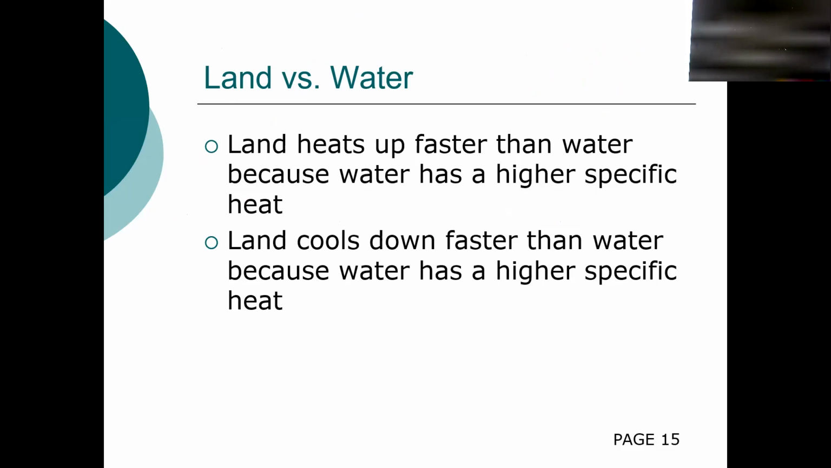I know I briefly mentioned it last chapter, but now we're going to get really into it. Land heats up faster because water has a higher specific heat. Land cools down faster because water has a higher specific heat. Clearly, we need to talk about specific heat. Write those two bullets and we'll move on to specific heat.